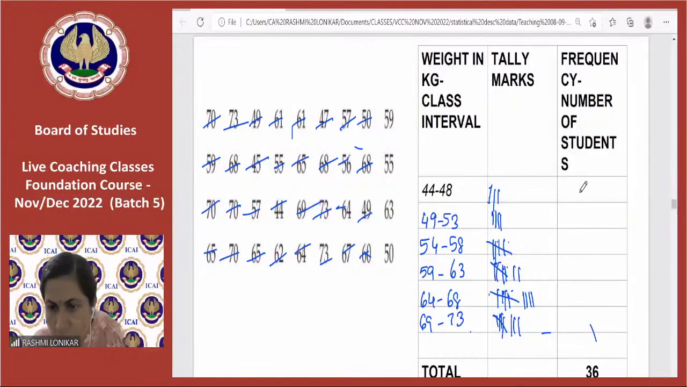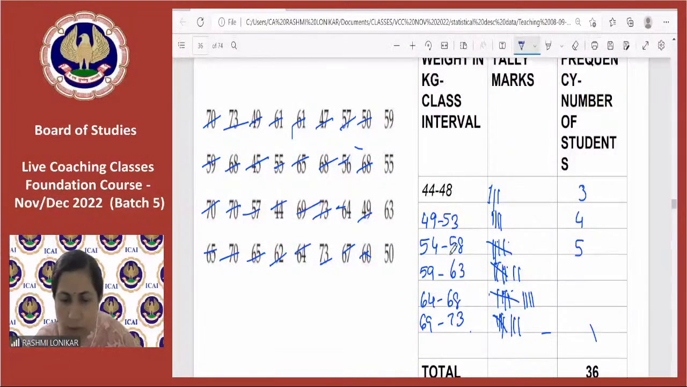So total number of students whose weight lies between 44 to 48 is 3. There are 3 students whose weight lies between 44 to 48. 4 students whose weight lies between 49 to 53. 5 students with 54 to 58. This is 5, 6, 7. 7. This is 9 and this is 8.